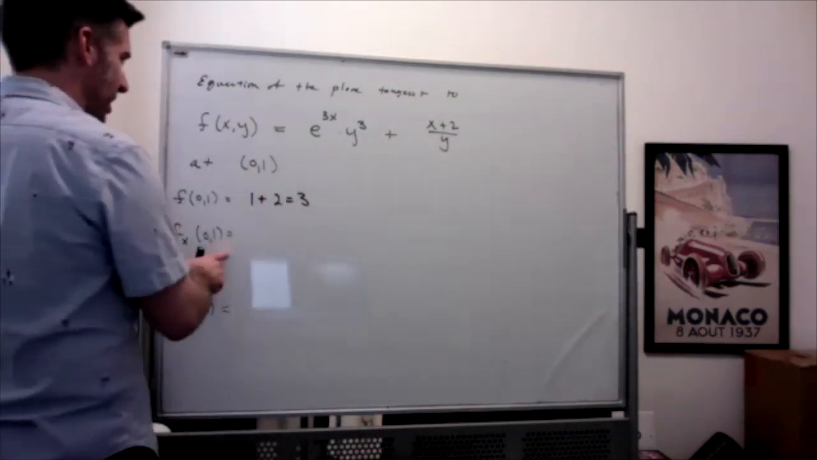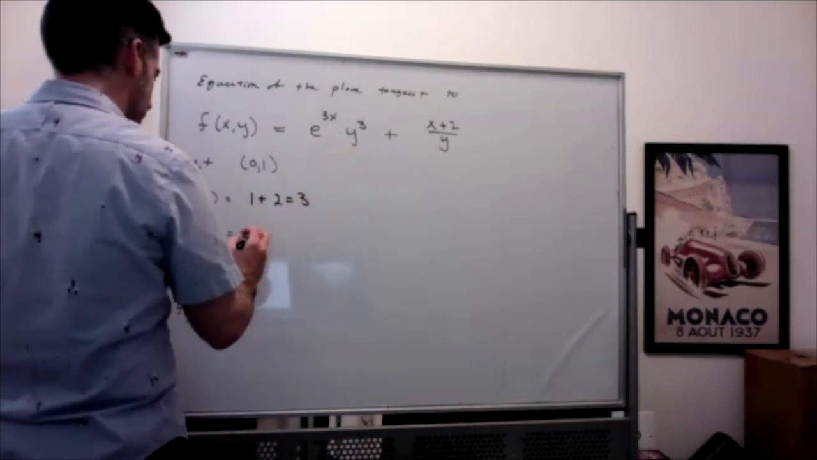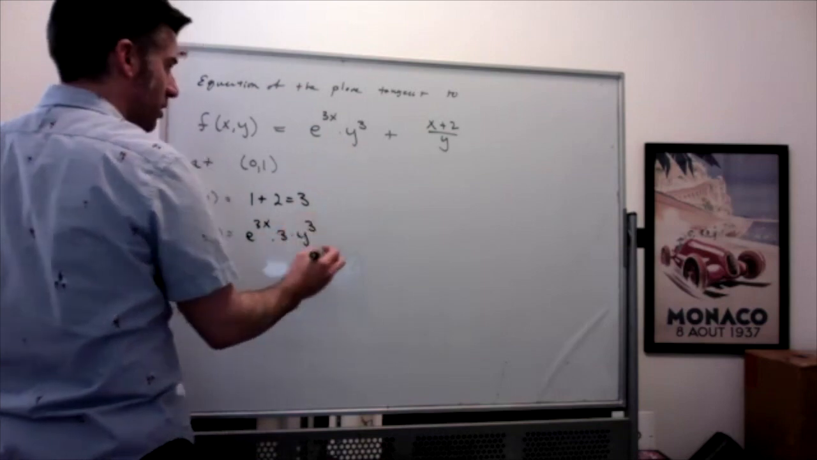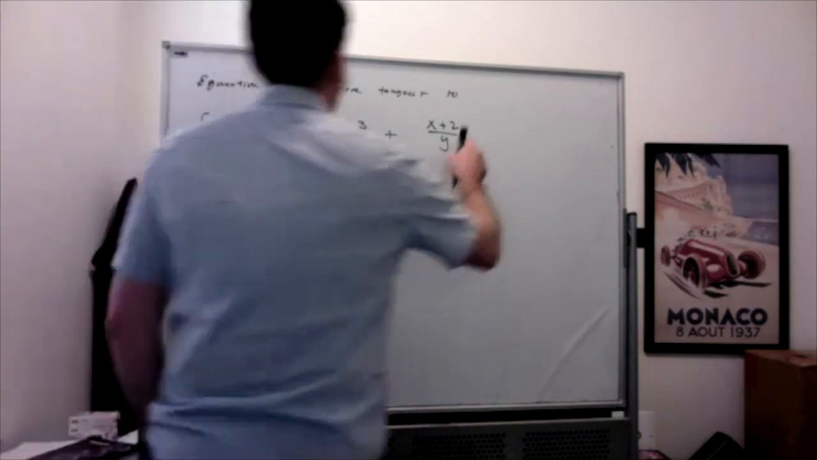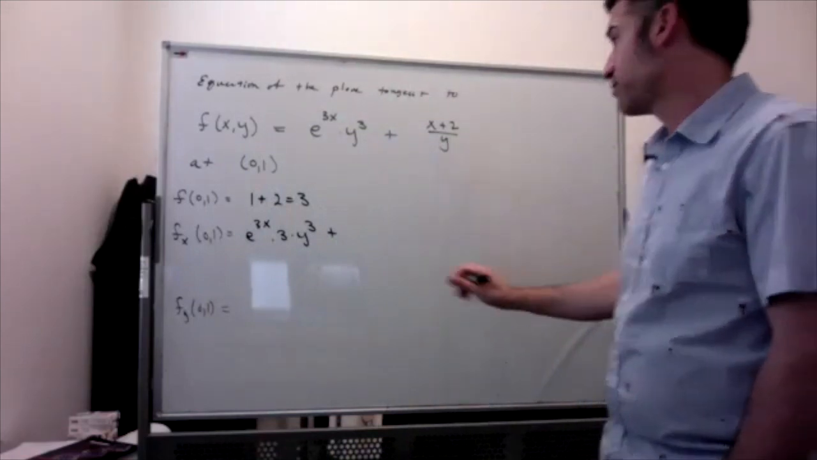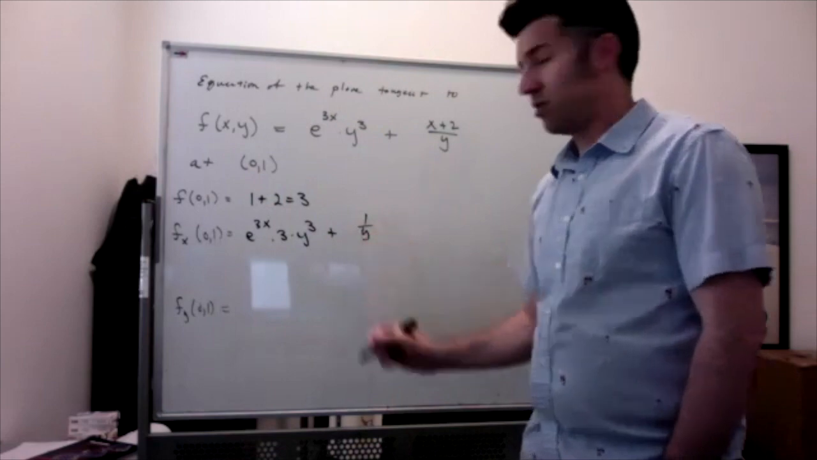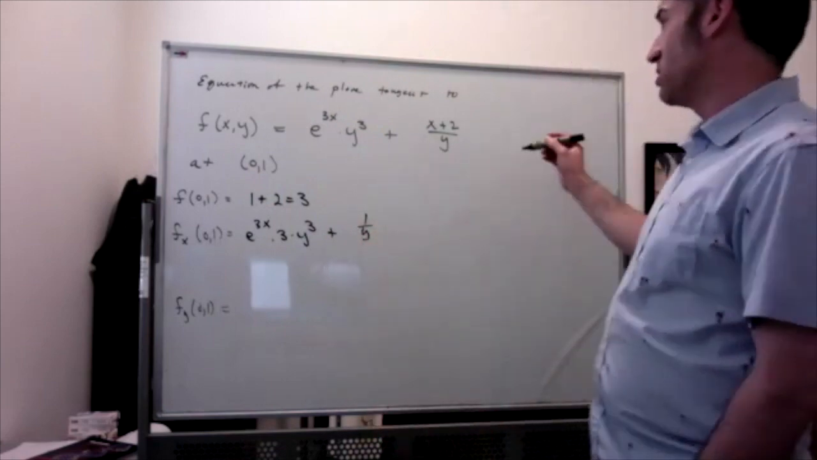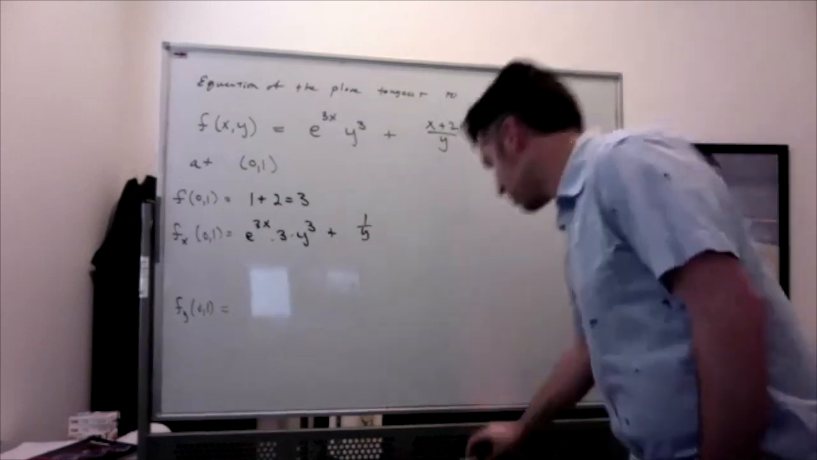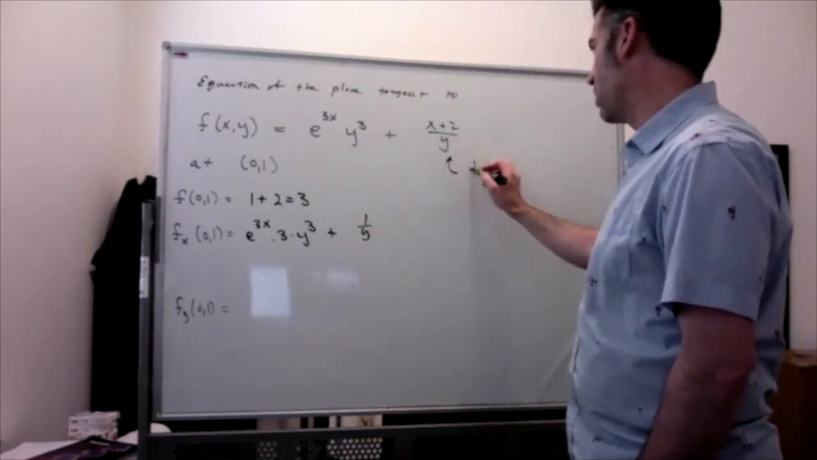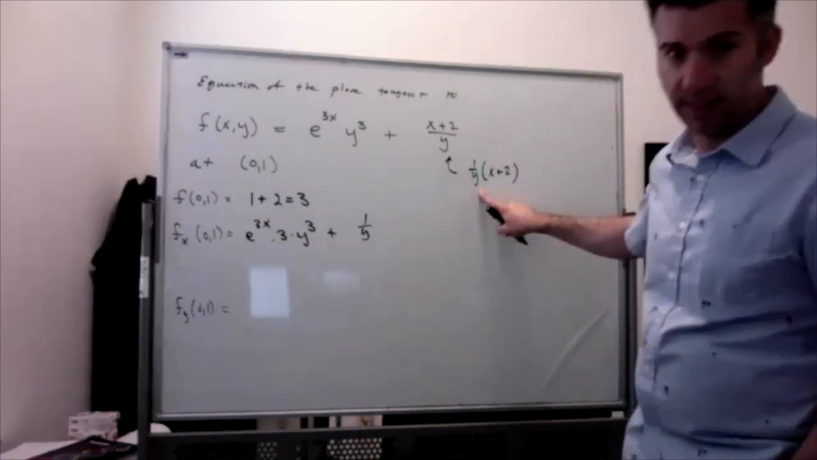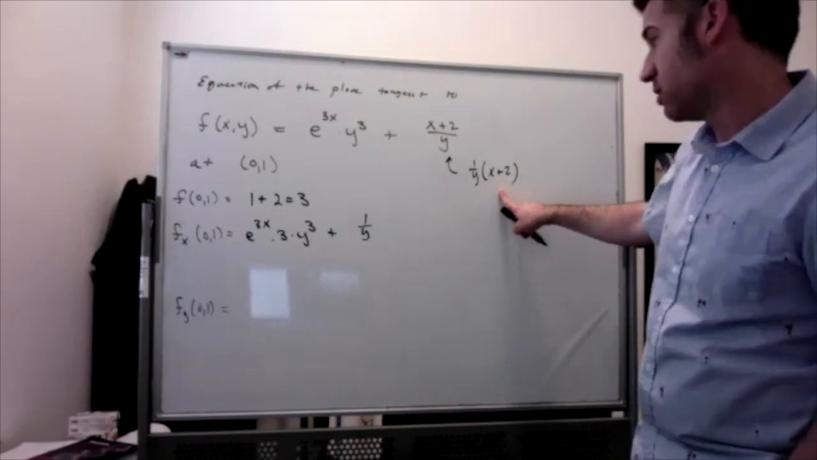And then the partial with respect to x, so the derivative of this is going to be e to the 3x times 3 times y cubed plus the derivative of x plus 2 divided by y, which is just going to be 1 over y. You don't have to use the quotient rule here. This part is just 1 over y times x plus 2, and the derivative is 1 over y times the derivative of x plus 2, which is just 1.